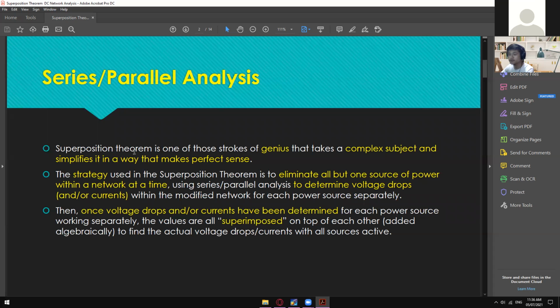So superposition theorem is one of the strokes of genius that takes a complex subject and simplifies it in a way that makes perfect sense. So this is another theorem wherein, of course, it will give us an option if we're going to use this one in this particular circuit. So this one is similar with the Kirchhoff's law, Maxwell theorem. Okay, so they have their own edge, they have their own advantages and disadvantages.